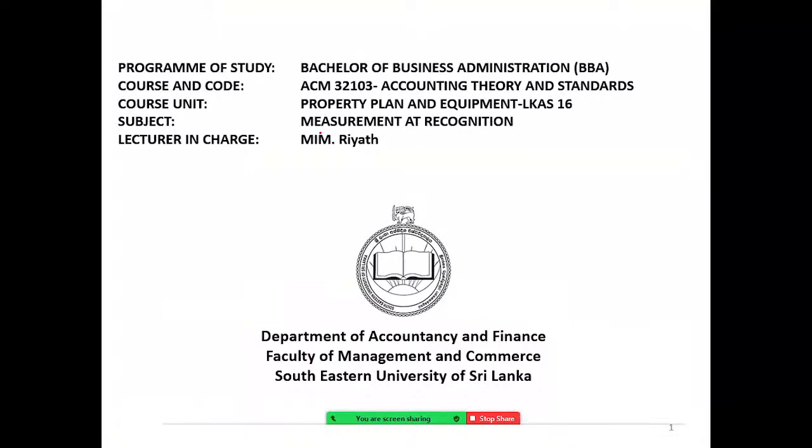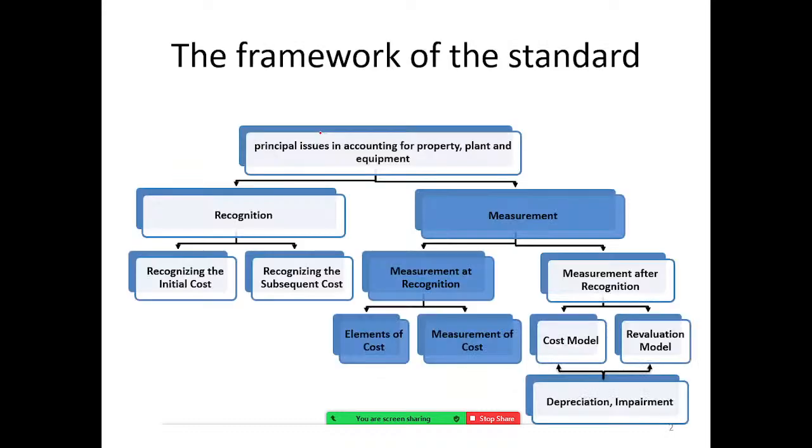Good afternoon, everybody. Now we are continuing with property, plant and equipment, LKAS 16, and measurement at recognition. In the previous session we discussed recognition, and also recognizing the initial cost and the subsequent cost. So we have already done that, and we are discussing measurement. Under measurement we are talking about measurement at recognition, and we are still discussing the elements of cost. What are the elements of cost?